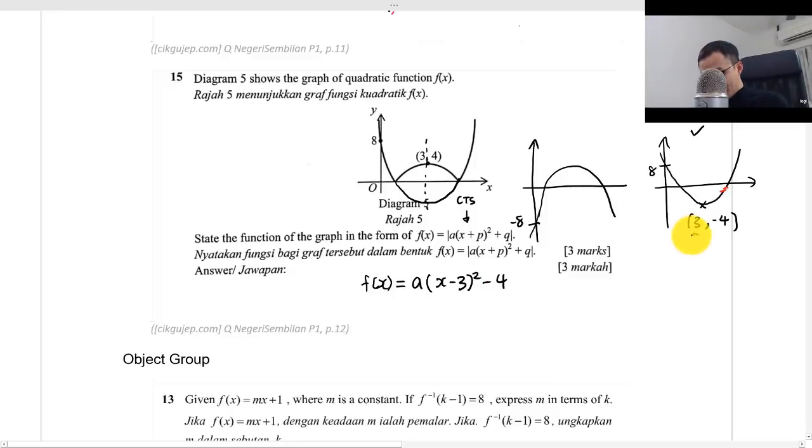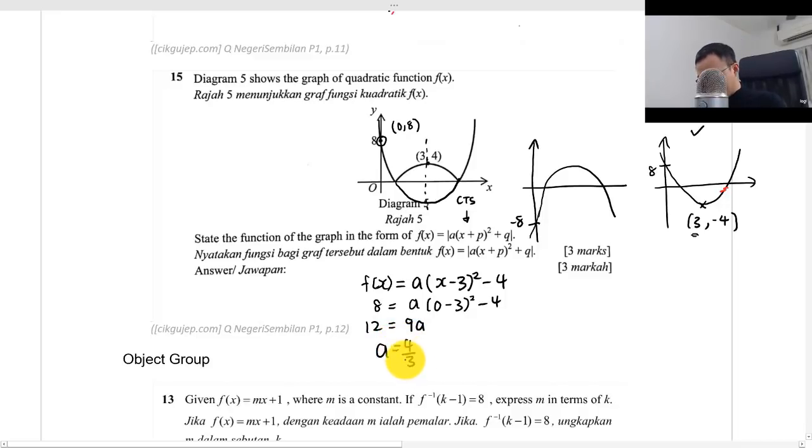You can see the 3 becomes -3, and the -4 follows as -4. Okay, the next objective is to find A. This is the reason why they give you the y-intercept here. So the y-intercept tells you what coordinate? 0, 8, isn't it? So you substitute 0, 8 into here to find my A. So this is 8 equals A(0 minus 3) squared minus 4. Then I move things around, so I have 12 equals 9A. So A equals 12 over 9, which is 4 over 3.